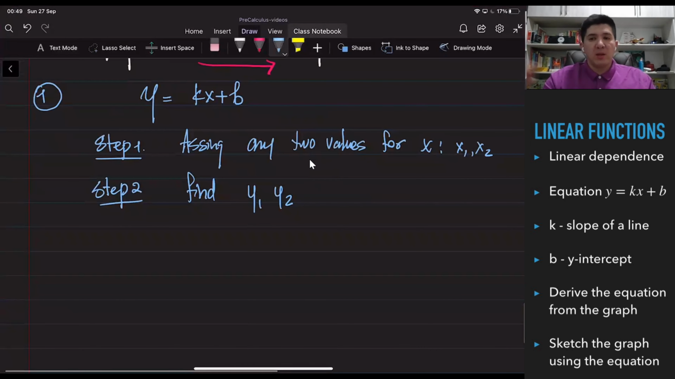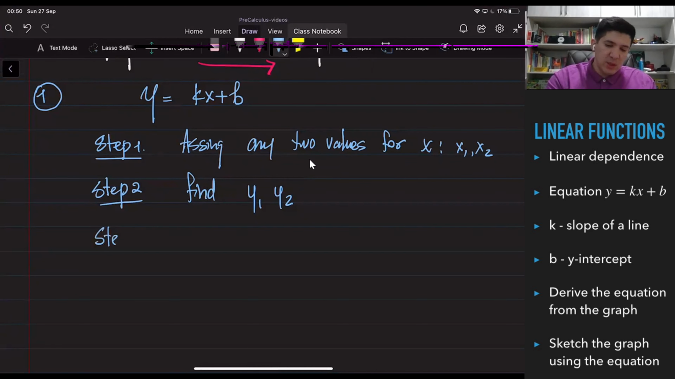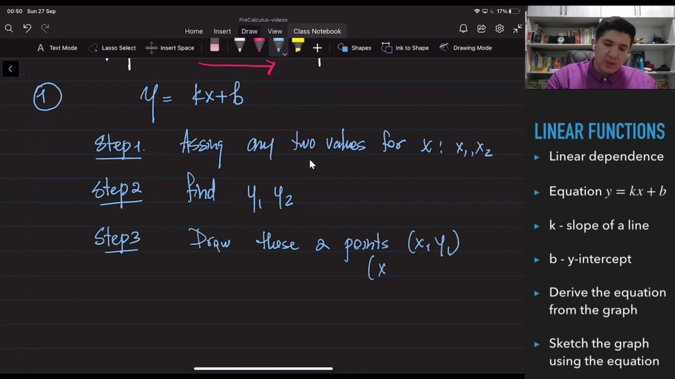So there are the pairs, right? x1 and y1 is one point, and x2 and y2 is another point. So they are on the line, definitely. So you have 2 points. Step number 3, draw these 2 points, x1 and y1, and x2 and y2. Step number 4, connect these 2 points.